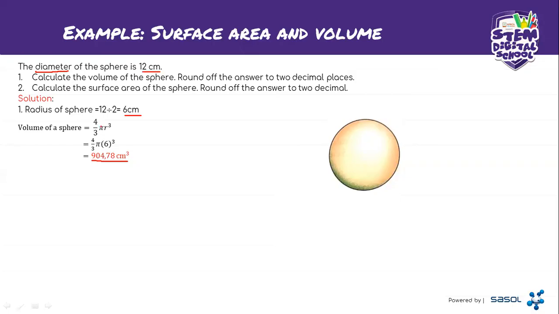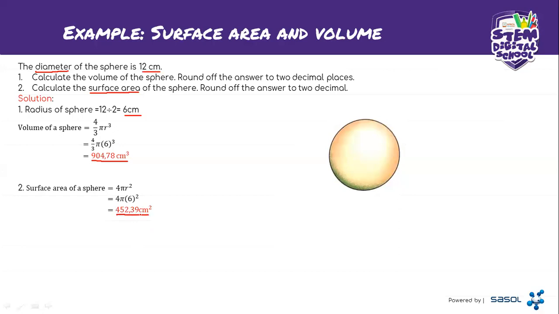Second question, calculate the surface area of the sphere, round the answer to 2 decimal places. Now, first we have to write the correct formula for the surface area of a sphere, which is 4 pi r squared. Then we are going to substitute 6 where we see r, and then you just press your calculator.